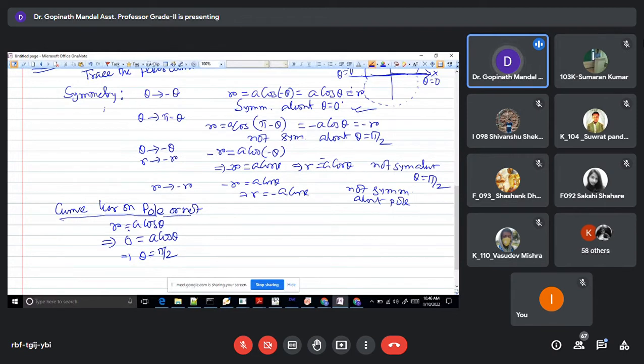So corresponding to theta equal to pi by 2, r equal to 0. That means the curve passes through the pole.